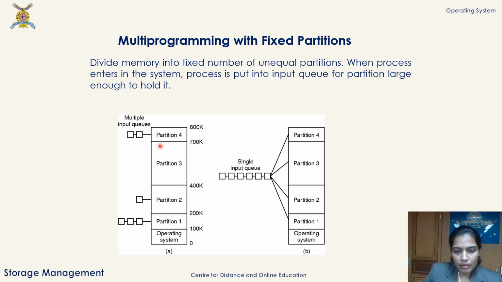Now for diagram A we can see multiple input queues are maintained. So for each partition we have a separate queue. Now when we have a separate input queue for each partition, at some partitions you can see many processes are waiting, whereas for some partitions there is no process waiting. So here it will give rise to wastage of some memory.